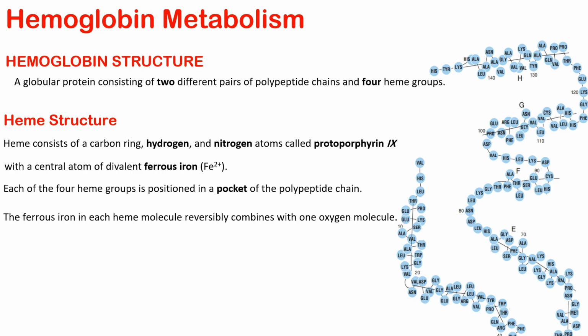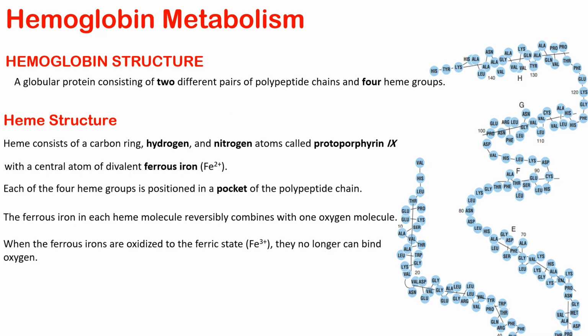The ferrous iron in each heme molecule reversibly combines with one oxygen molecule. When the ferrous ions are oxidized to the ferric state, they no longer can bind oxygen. Oxidized hemoglobin is also called methemoglobin.